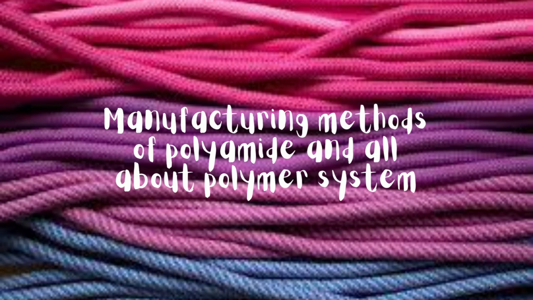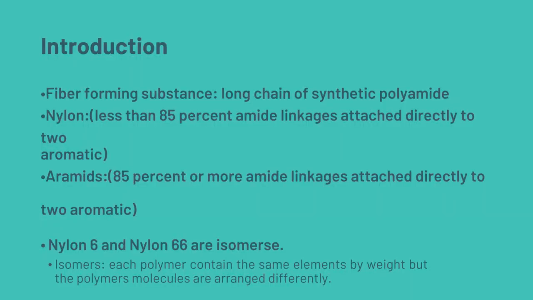In this video we will be discussing how nylon is manufactured and its polymer system. The difference between nylon and aramid is that nylon has less than 85% amide linkages attached directly to two aromatics, but aramids have 85% or more amide linkages attached directly to two aromatics.